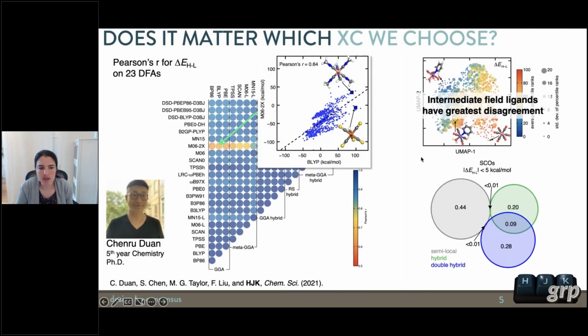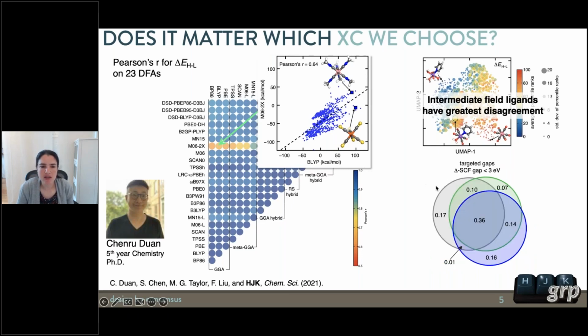And so the result is that if we pool together all the semi-local functionals or all the hybrid functionals and aim to predict what makes a spin crossover complex, which we define as a complex with near degenerate high spin and low spin states, then we see that there's relatively little consensus on what it takes to make one of these materials.